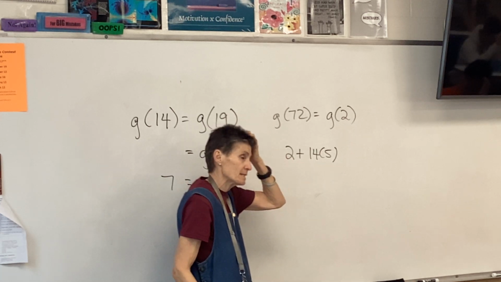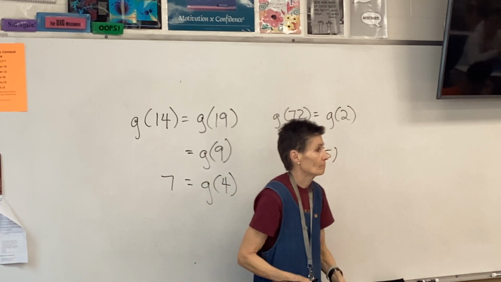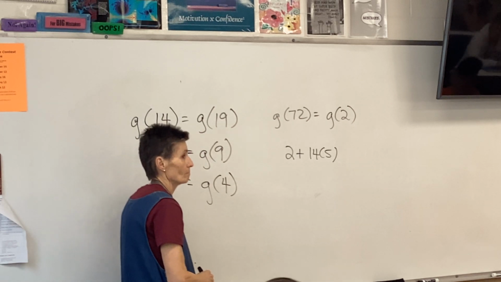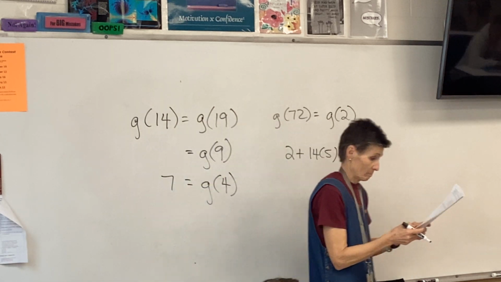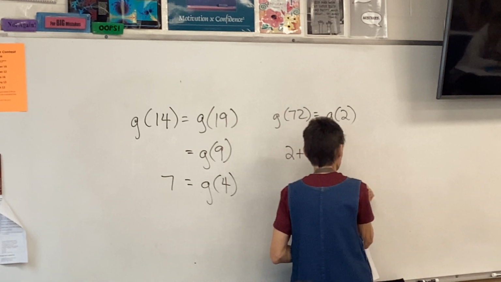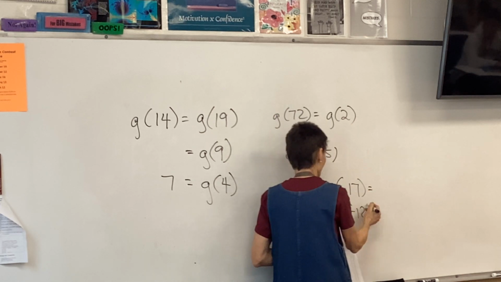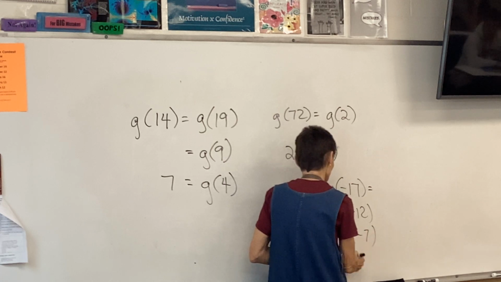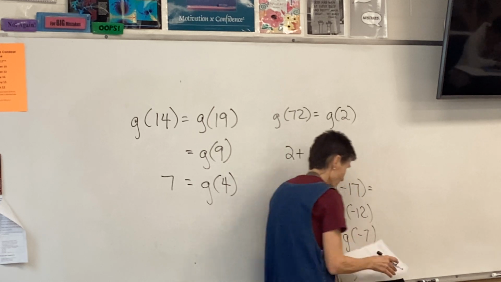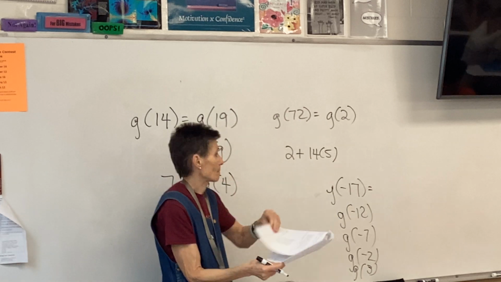How about negative 17? What's G of negative 17? 7? G of negative 17 would be the same as, well, add or subtract 5, so G of negative 12, G of negative 7, G of negative 2, G of 3. Is that 7? Yep, it sure is. Perfect.